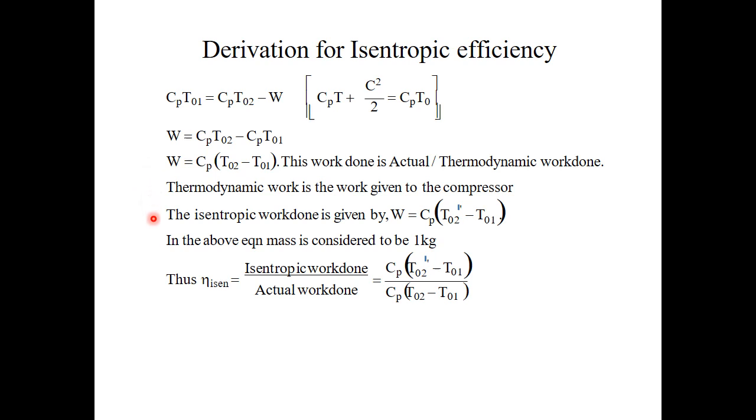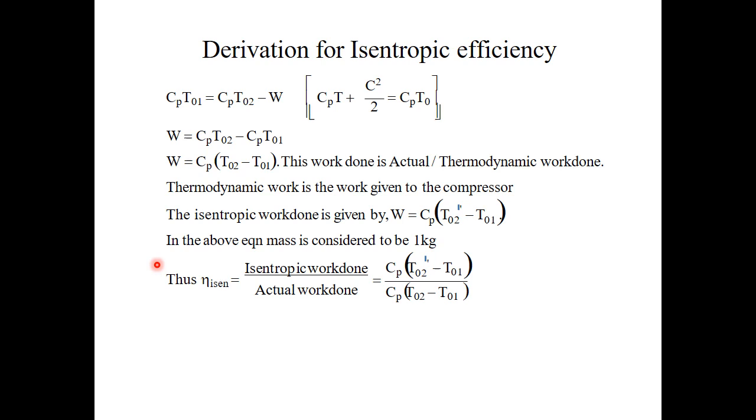Now thermodynamic work is the work given to the compressor. The isentropic work is given by, we can write using the same expression, W equal to Cp into, instead of T02 we should write it as T02 dash minus T01, because we already saw that in the TS diagram the isentropic process differs from the actual process. Now please note that here we are taking unit mass.